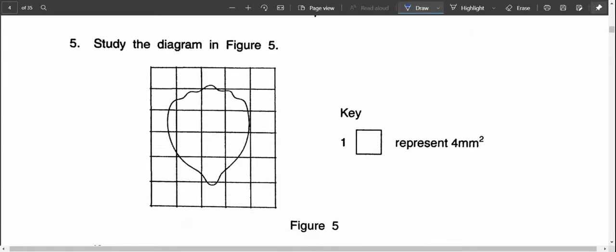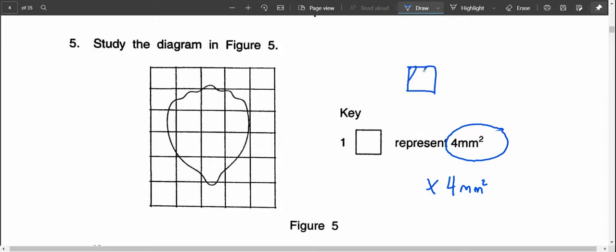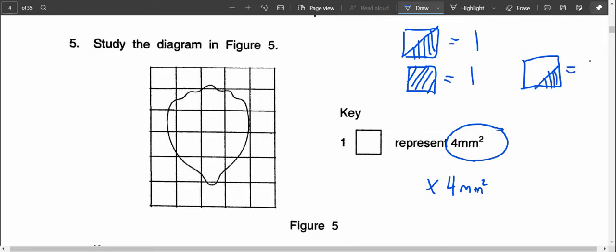Number 5, study the diagram in figure 5. You're given a sketch on a square grid, and 1 square represents 4 millimeter squared. This is very important, which means that whatever you have counted, you need to multiply by 4 millimeter squared. We have to count the full squares first. If a full square is filled with everything, we consider that as 1. If it's more than half or exactly half, we also consider that as 1. If it is less than half in any way, it is considered as 0.